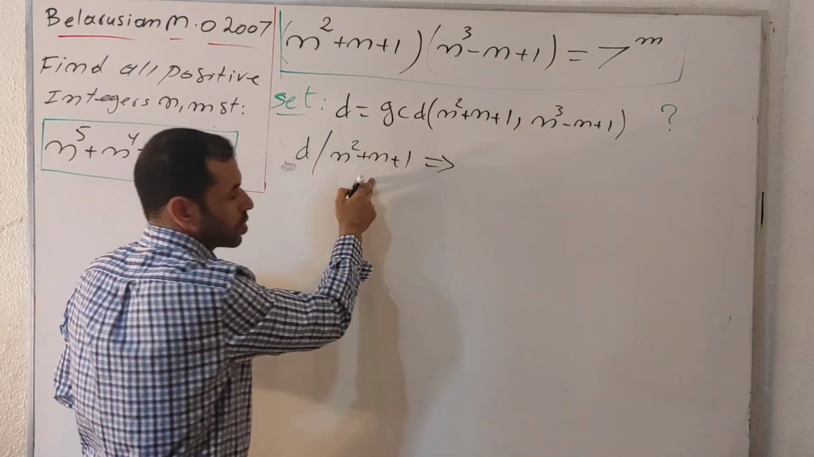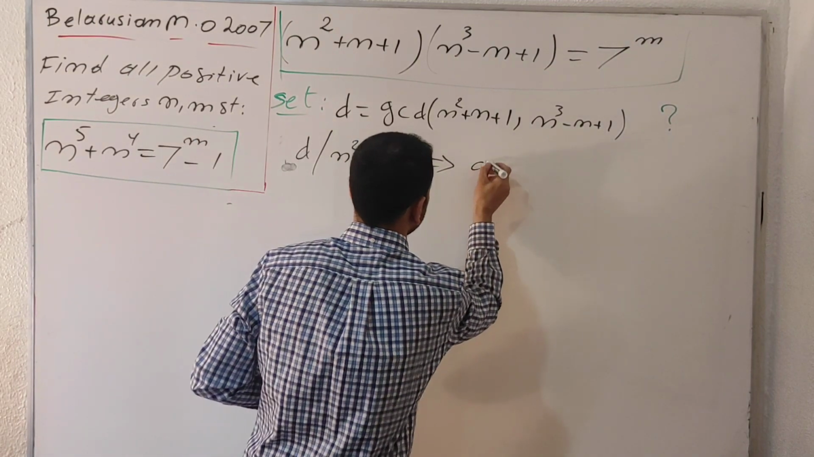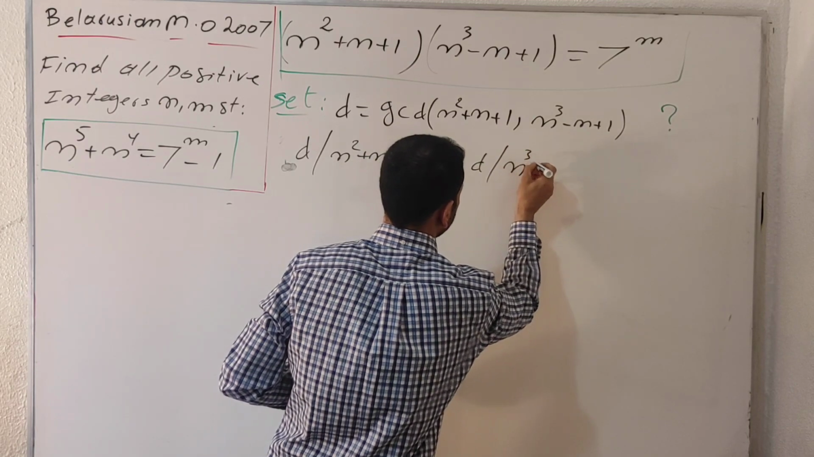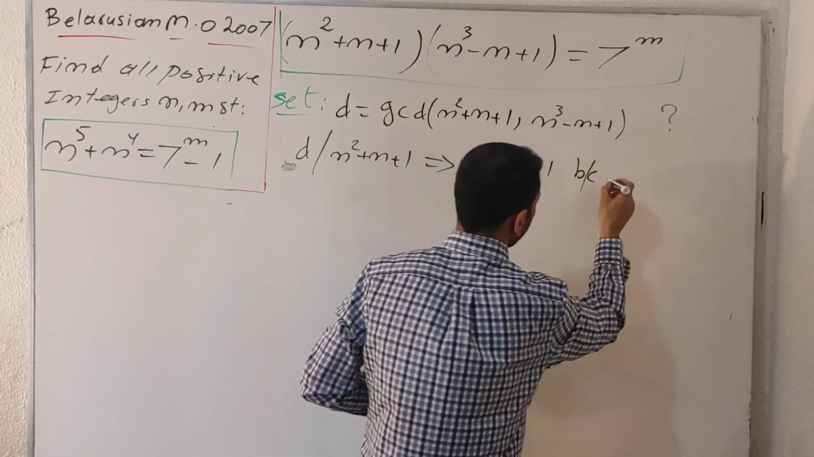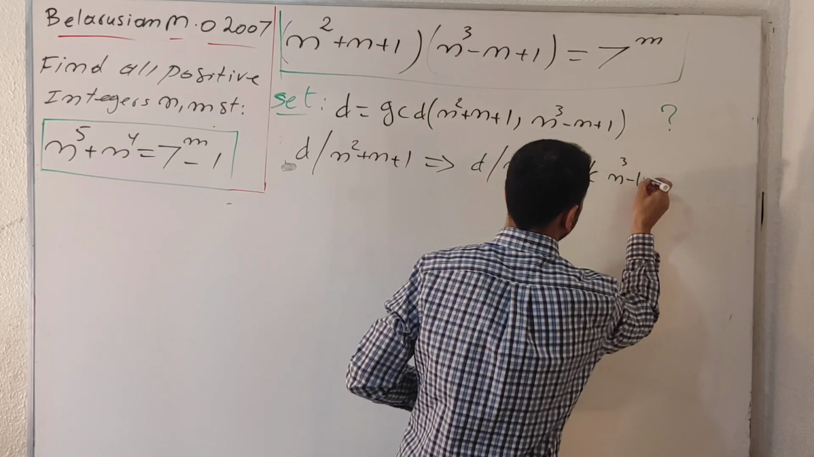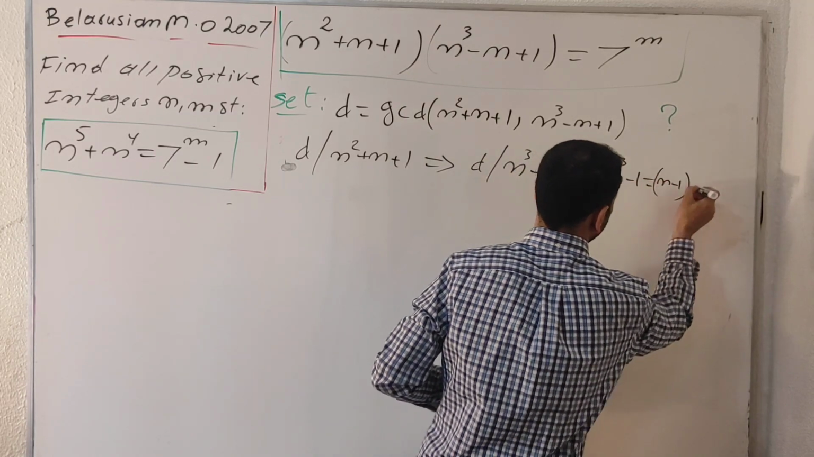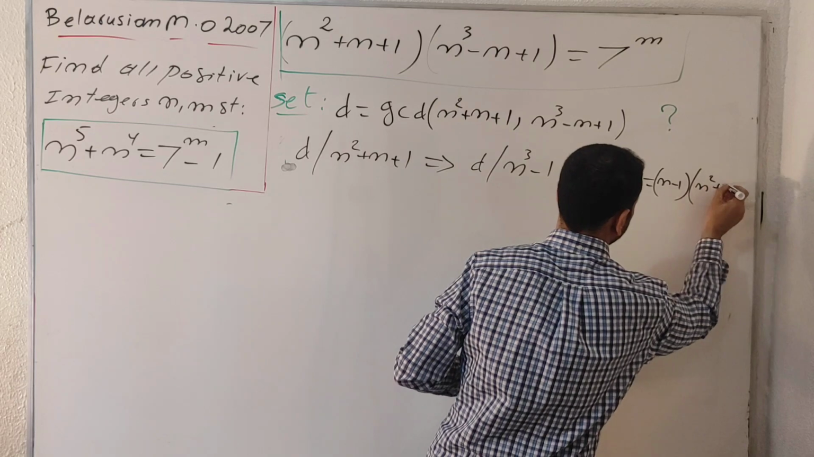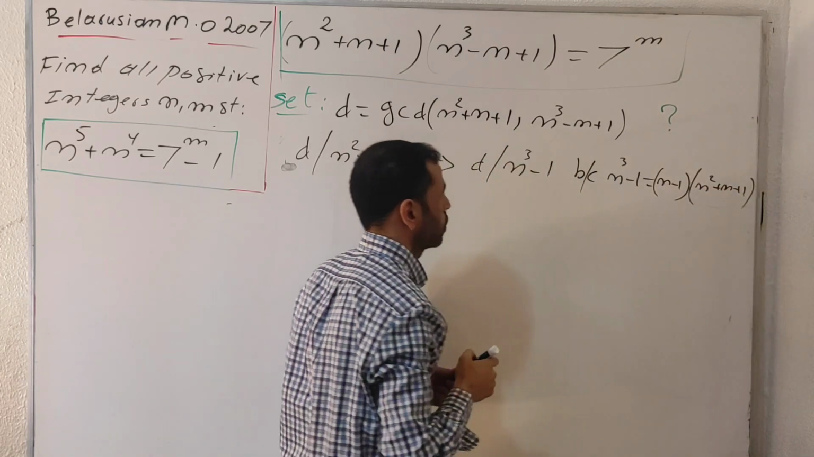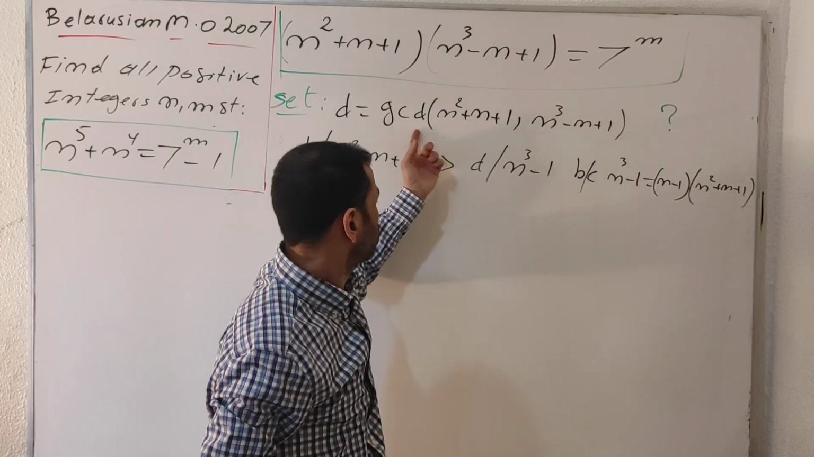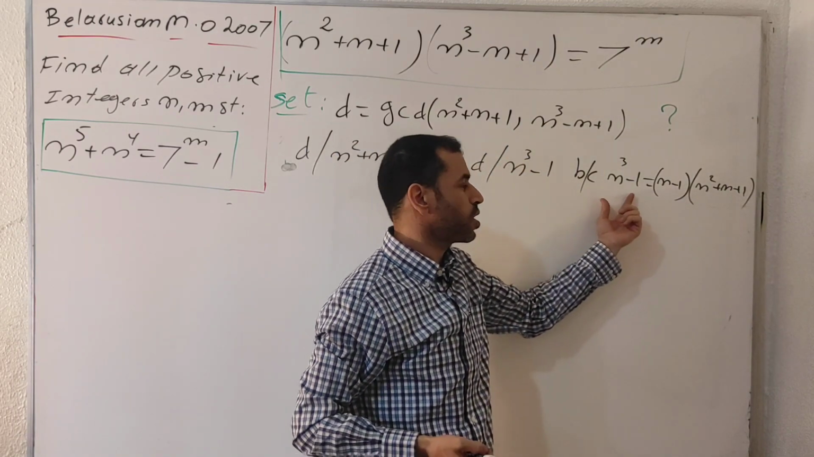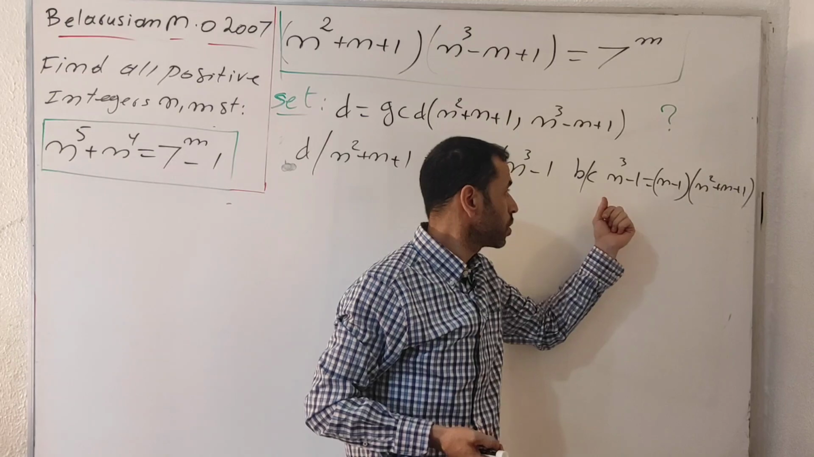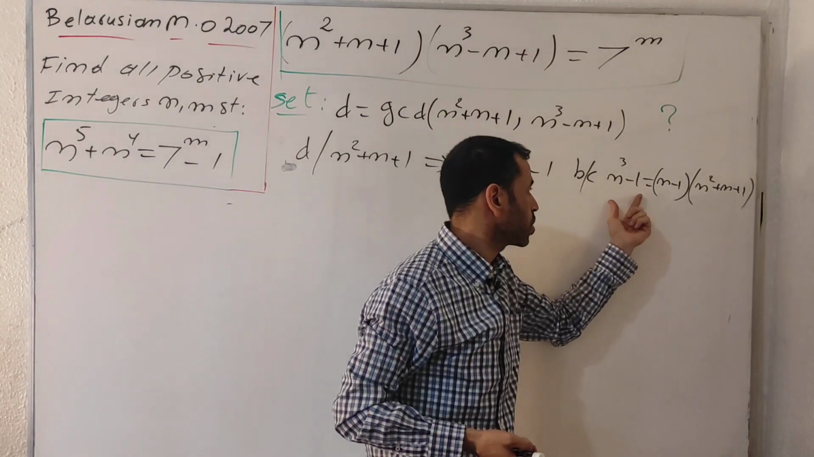If this one divides this one, that means D divides n cubed minus 1, because we have n cubed minus 1 equals n minus 1 factor n squared plus n plus 1. If the GCD D divides the small one, that means D divides the big one, because this one is a multiple of this one.